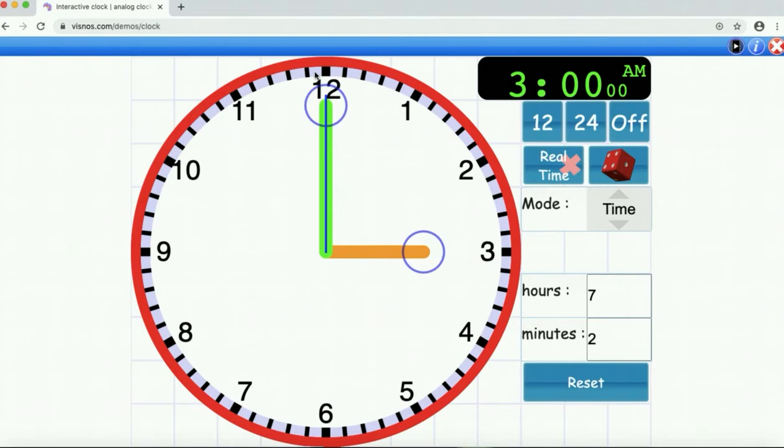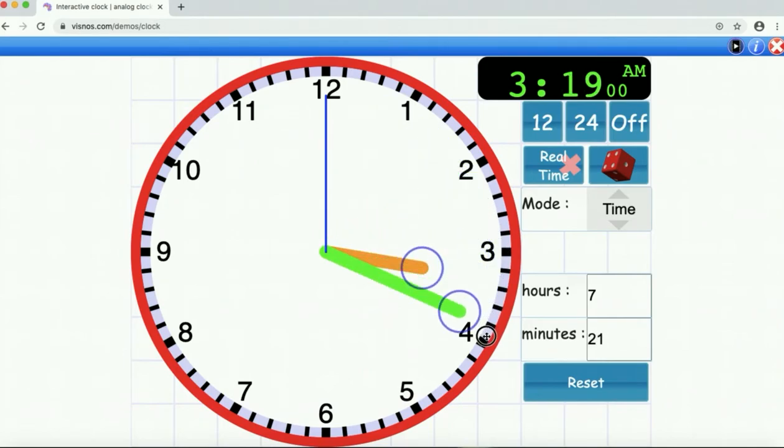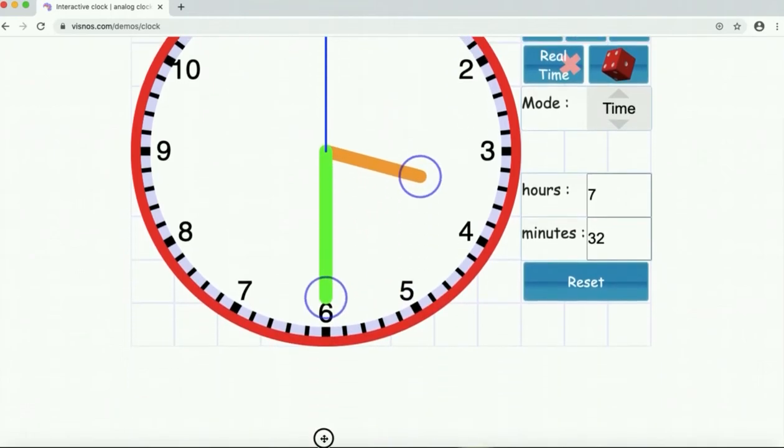Always remember, when we say after, we do the forward counting, and when we say before, we do the backward counting. Now my time is 3 o'clock. Let's see what is 30 minutes after 3. Again I repeat, 30 minutes after 3. So let's get started counting in 5. Okay, 30 minutes after. I start from 5, 10, 15, 20, 25, and 30.